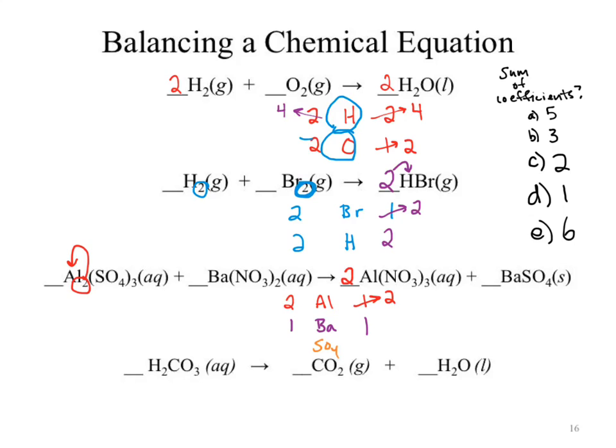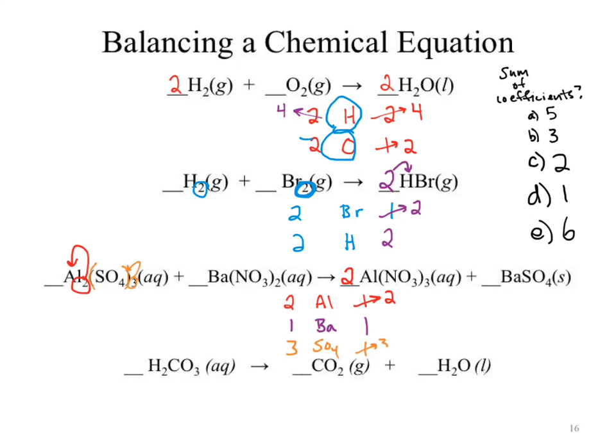How many SO4s on the reactant side? How do you know it's 3? The 3 applies to the parentheses, everything within those parentheses. What is within the parentheses? SO4. We're trying to balance SO4, so there are 3 SO4s. Product side. Only 1. Are they balanced? What do you need to do?